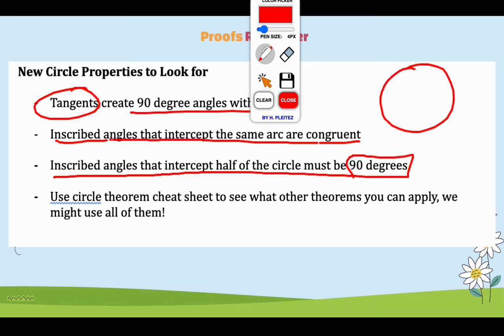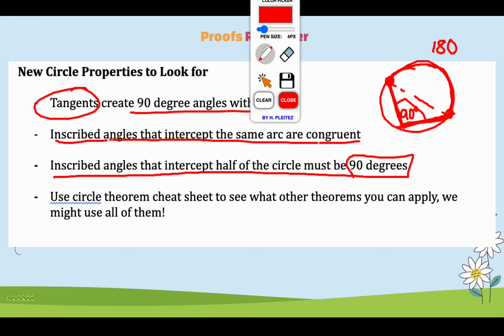Now, the reason for that is if you have an inscribed angle just like this, we're intercepting half the circle, right? So this arc here would be 180. And then inscribed angles, we know, are half the arc measure, right? So that means that this would be 90. So that's kind of a visual justification for that property.